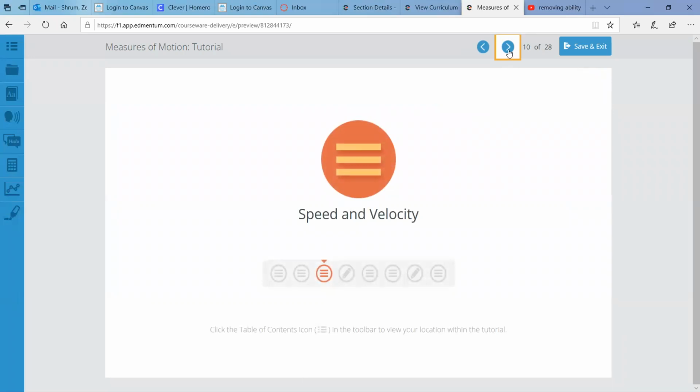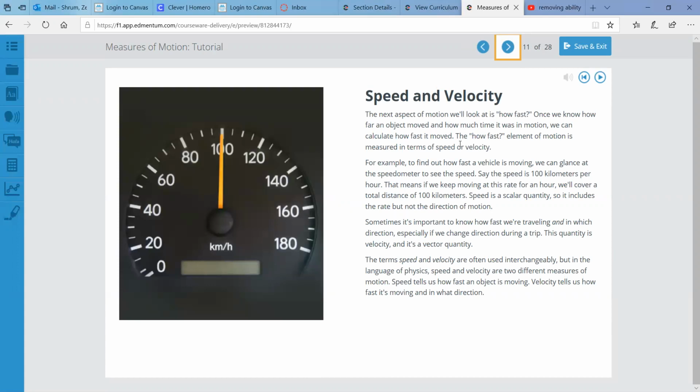Now we're getting into speed and velocity. So now we can answer how fast. Once we know how far an object moved and how much time it was in motion, we can calculate how fast it moved. And this question is measured in terms of speed or velocity.